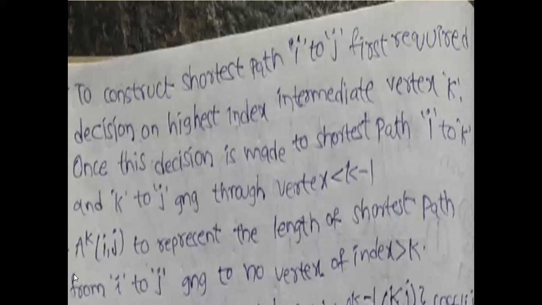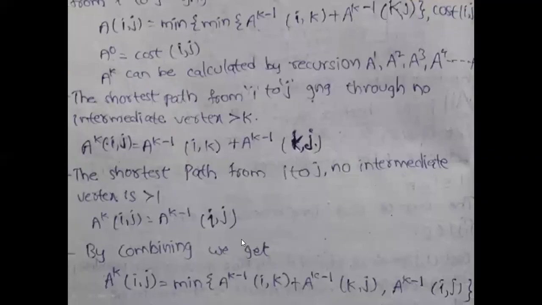Okay, so A power K of I comma J represents the length of the shortest path from I to J that goes through no intermediate vertex with index greater than K. A power K is a matrix representing the length of the shortest path from I to J going through no vertex with index greater than K.